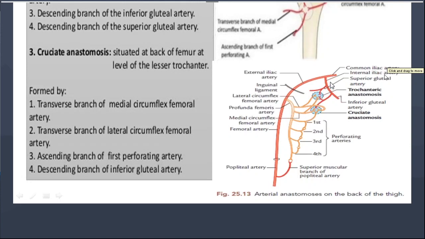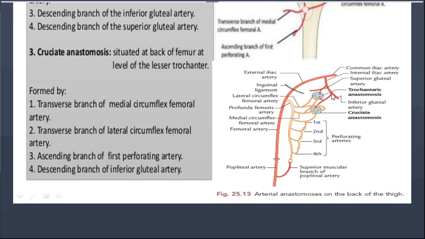Now from this side, you can see this is the common iliac artery. Common iliac artery gives the two branches, internal iliac and external iliac. Then internal iliac gives the descending branch, superior gluteal artery. So descending branch of superior gluteal artery. You can see this is the superior gluteal artery, and then it runs downwards. So that is called the descending branch of superior gluteal artery.